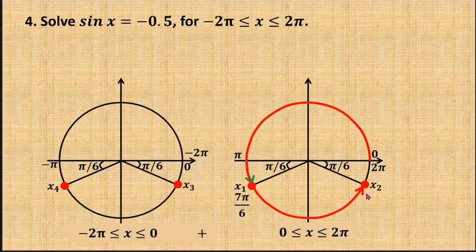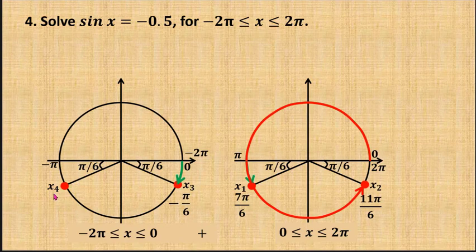This value can be obtained by using 2 pi minus pi over 6, which is equal to 11 pi over 6. For angles x3 and x4, since they are negative angles, the direction should be changed to clockwise direction. So, to find the angle of x3, we start from 0 to x3 in the clockwise direction. So, the value is negative pi over 6.